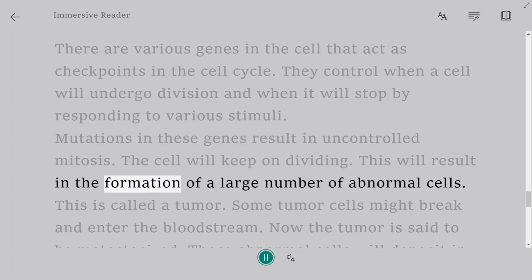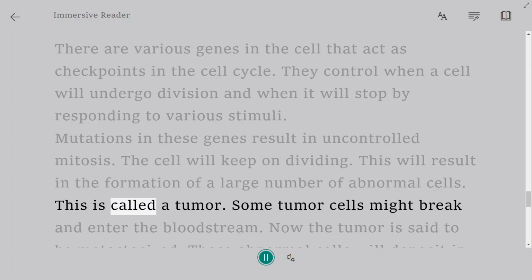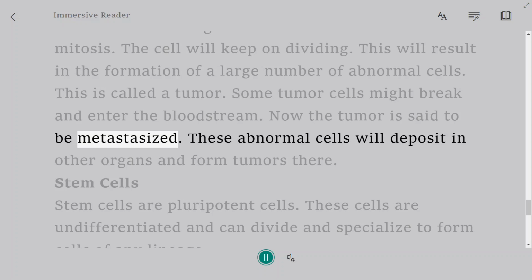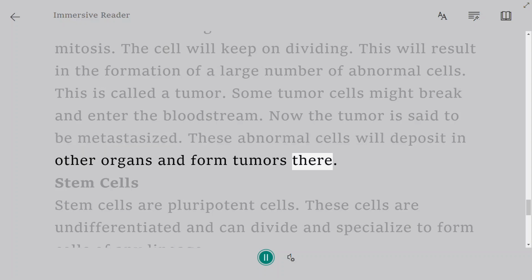This will result in the formation of a large number of abnormal cells. This is called a tumor. Some tumor cells might break off and enter the bloodstream. Now the tumor is said to have metastasized. These abnormal cells will deposit in other organs and form tumors there.